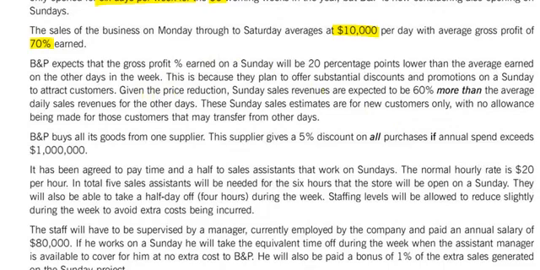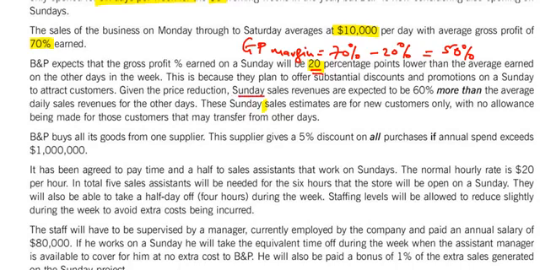Second paragraph. The margin on Sunday will be 20 percentage points lower than the average on the other days. So the margin will be the current, which is 70%, minus 20%, which is equal to 50%. So this is the gross profit margin. That's what this statement means.